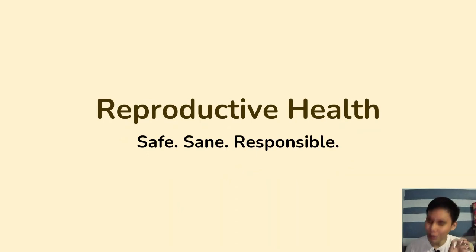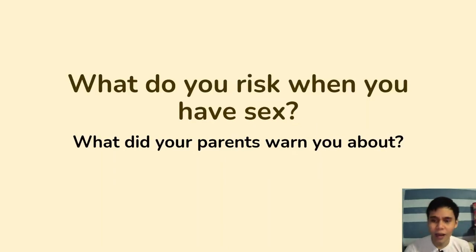Now, since we talked about sex and the sexual process, we have to talk about reproductive health, being safe, sane, and responsible with reproduction. Now, again, some people use sex solely for reproduction. That's great. Some people use sex for recreation or for fun, and that's fine as well. Okay, as long as we are responsible and safe. How do we do this and why do we do this? So what are the risks that you take when you have sex?